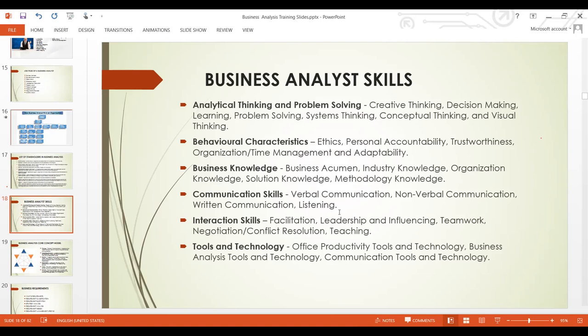And business analysis tools and technologies, we're talking about Microsoft Visio, Draw.io, Lucidchart, and communication tools and technology. We're talking about Zoom, GoToMeeting, Basecamp, and the rest of them. These are the tools you need to know how to use very well as a business analyst.